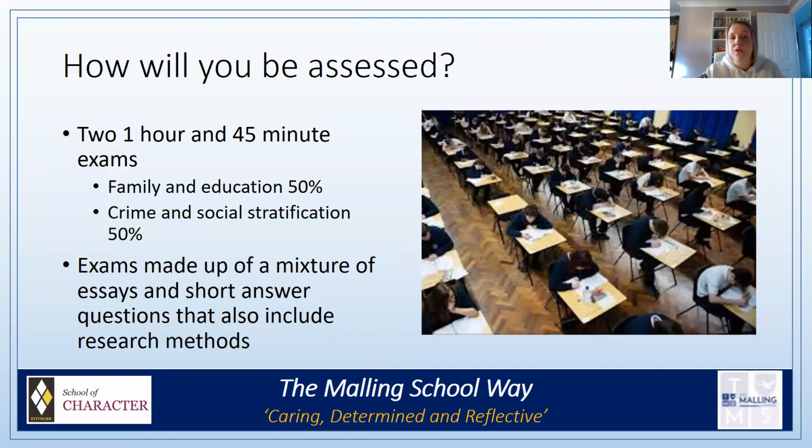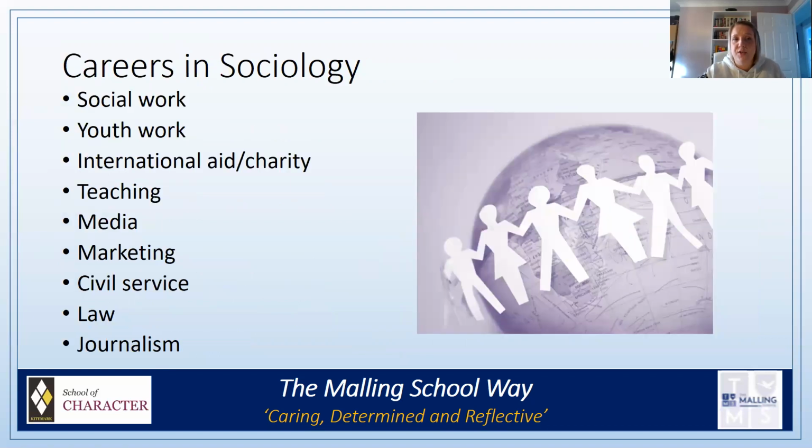You will sit two one hour and 45-minute exams. They're both worth 50% of the course. The first one covers the first two topics, family and education. And the second exam covers the other two topics, crime and social stratification. The exams themselves are made up of a mixture of essays, with the largest one being 12-mark questions, and then shorter answer questions, some of which relate to different research methods, so looking at questionnaires and observations and how sociologists conduct their research.